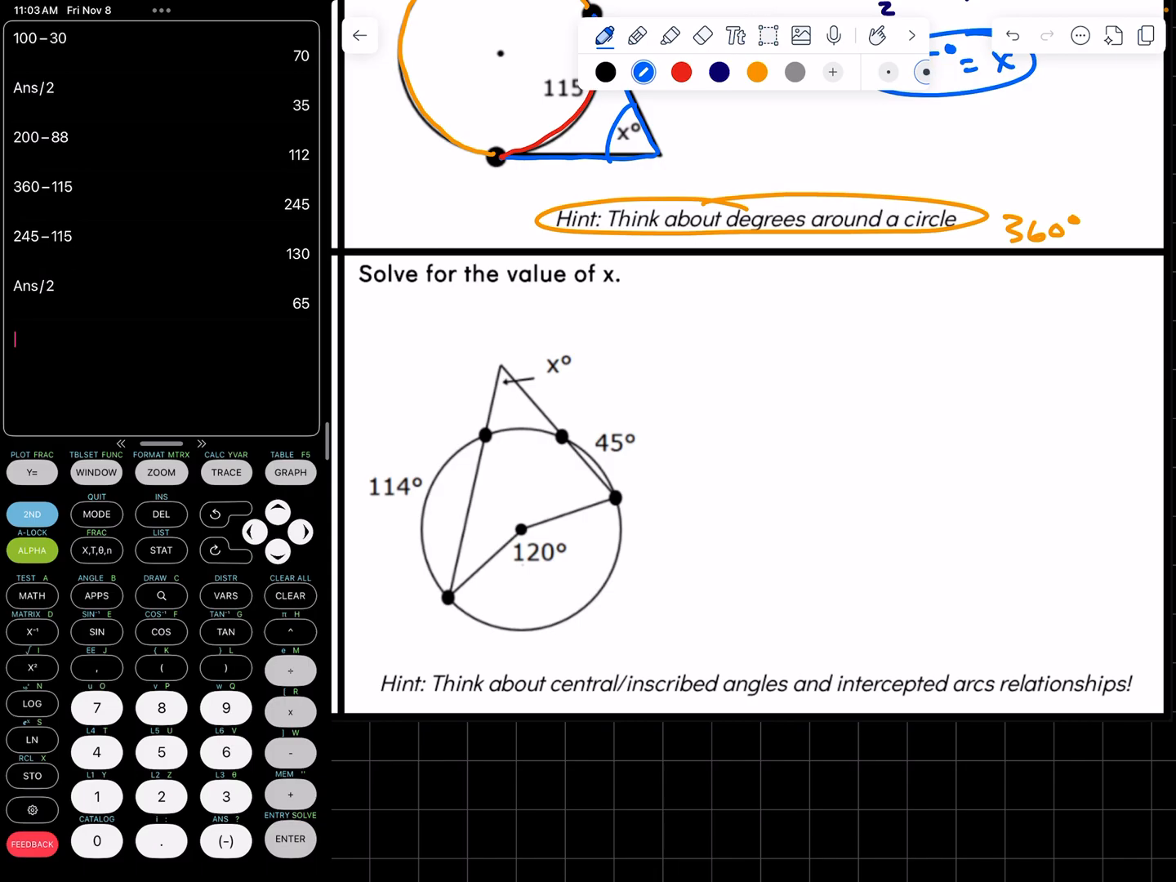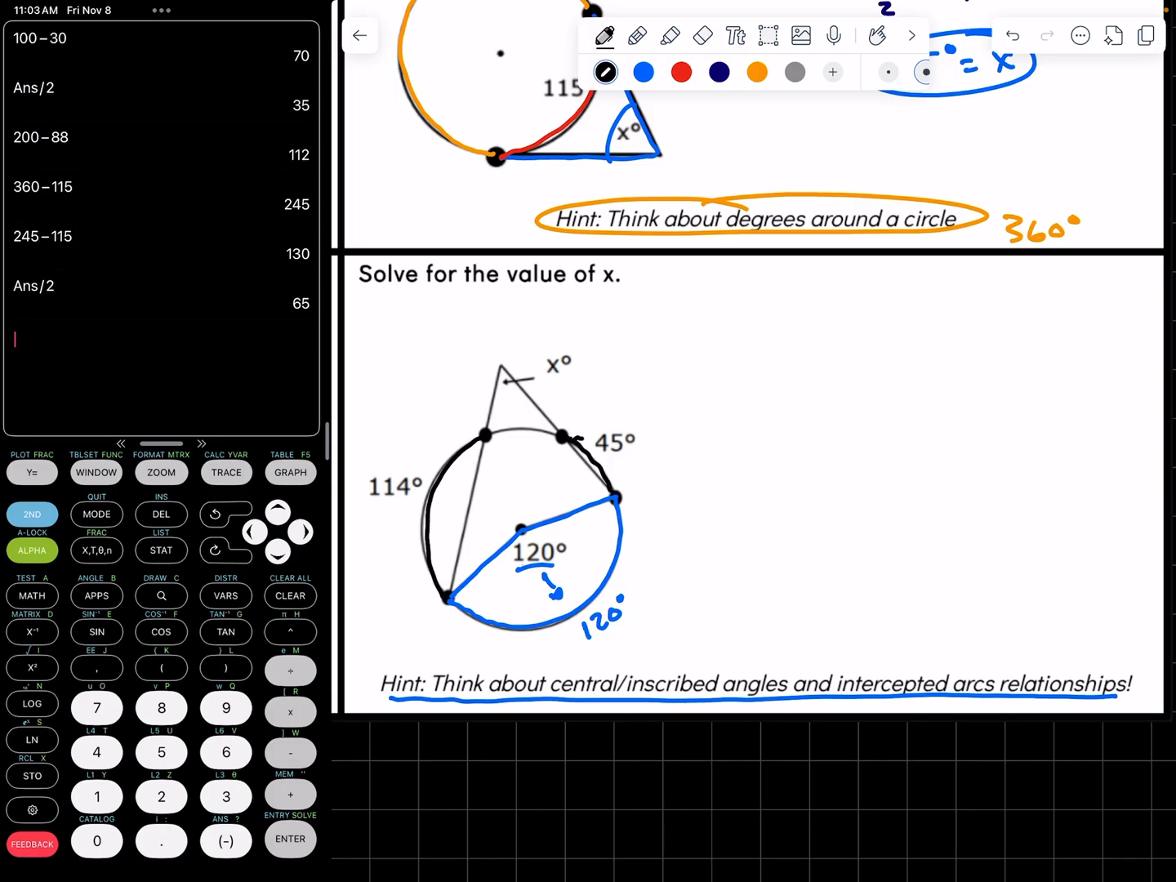But I've got to do some other things here before I can get there. So the hint says, think about central and inscribed angles and their relationship with their intercepted arc. Well, I have a central angle here. If I recall, the central angle measure is going to be the same as its intercepted arc. So this arc is going to be 120.